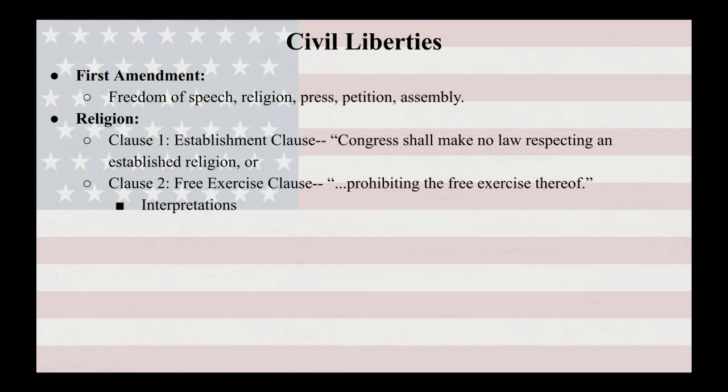And then there's a third interpretation, which is the one that's most commonly held in modern day. And it refers to the wall of separation between church and state that was championed by Thomas Jefferson. He said that there should be a separation of church and state, that they shouldn't really bleed into one another very much. If you have a government that is run by religious principles, you have an overlap of politics and religion, then you become a theocracy.